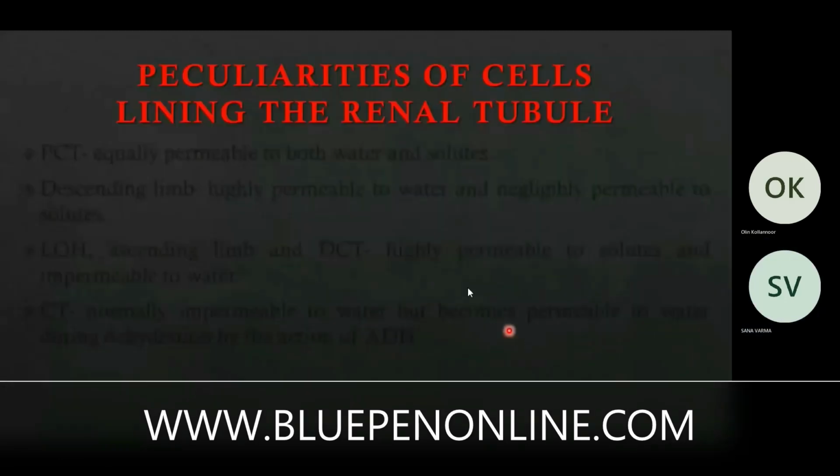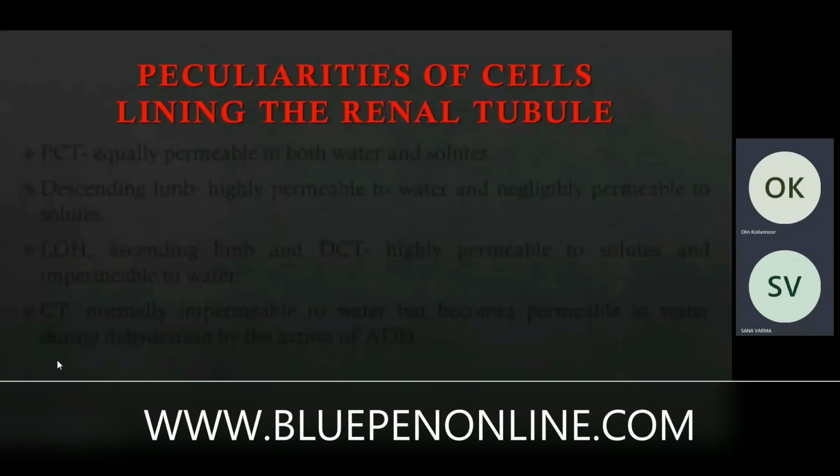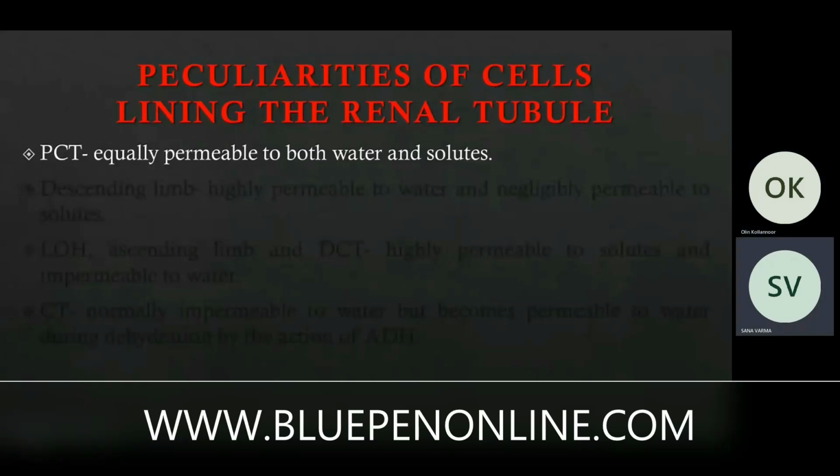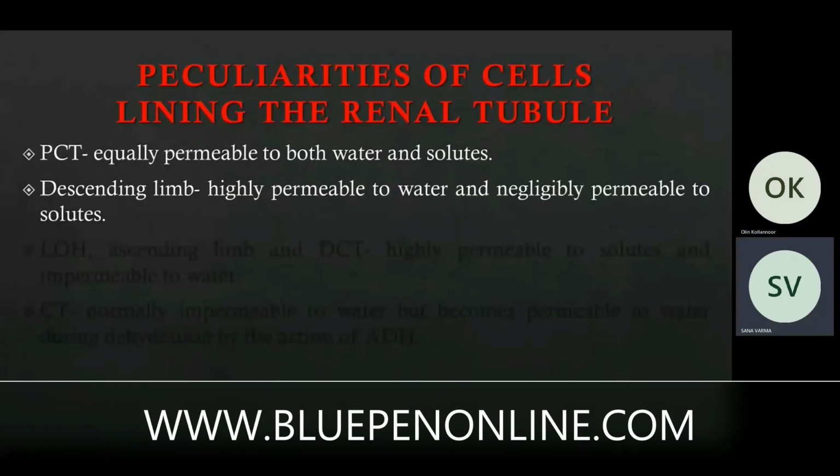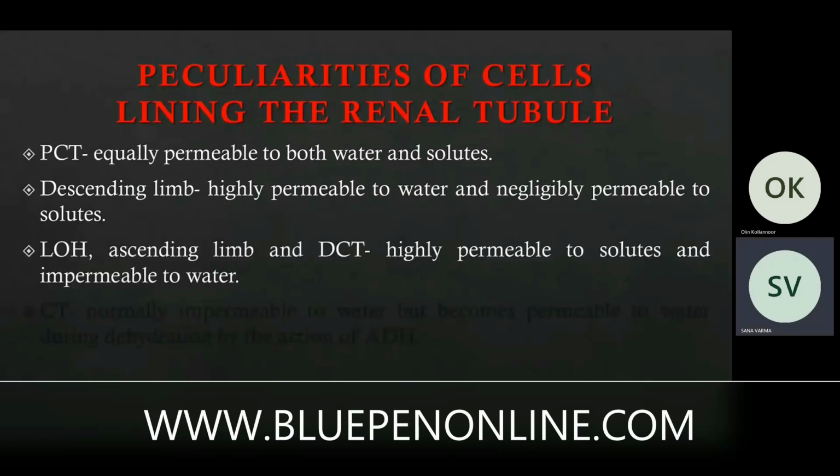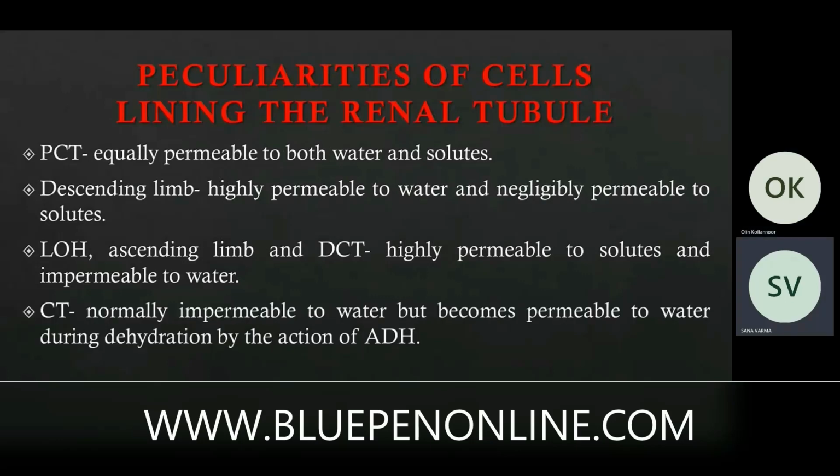Peculiarities of cells lining the renal tubules. Firstly, the PCT is equally permeable to both water and solutes. Then the descending limb is highly permeable to water and negligibly permeable to solutes. Then the loop of Henle ascending limb and DCT are highly permeable to solutes and impermeable to water. And finally, the collecting tubule is normally impermeable to water but becomes permeable to water during dehydration by the action of ADH.